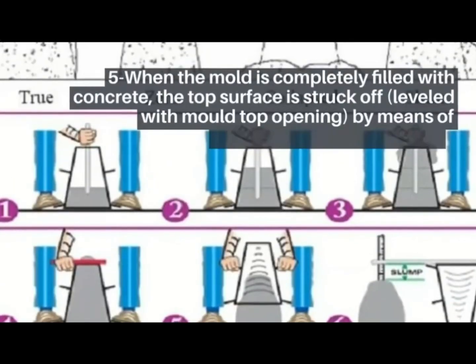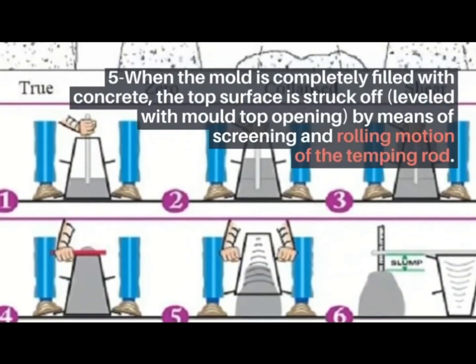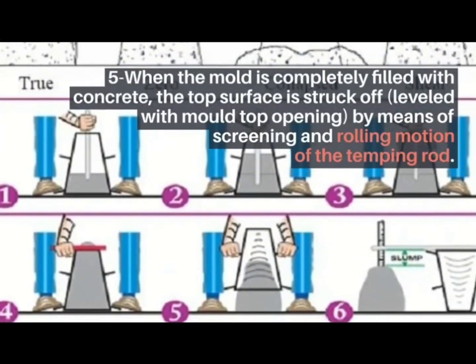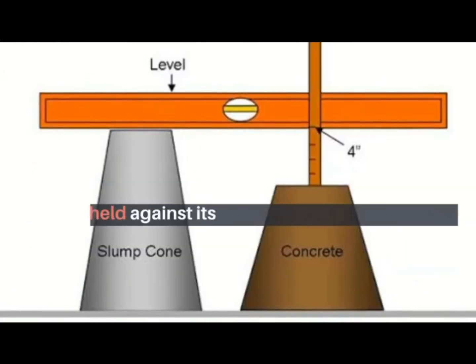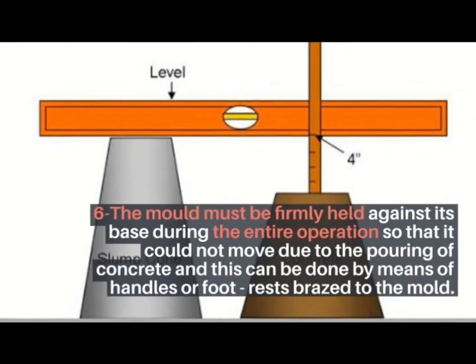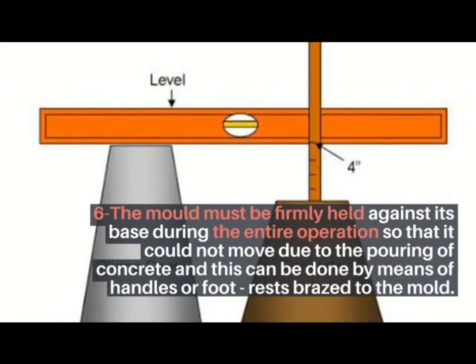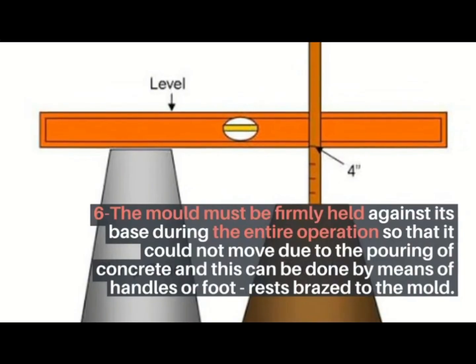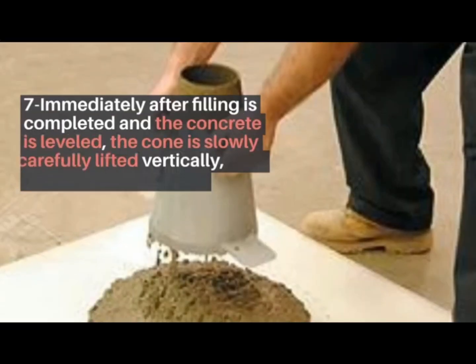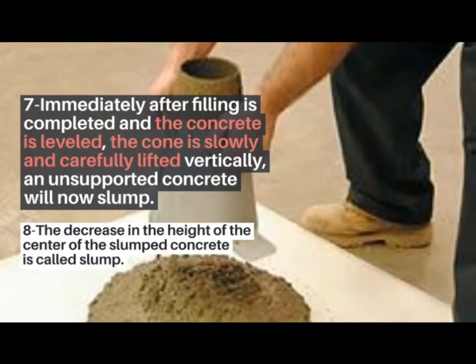5. When the mold is completely filled with concrete, the top surface is struck off, leveled with the mold top opening by means of screeding and rolling motion of the tamping rod. 6. The mold must be firmly held against its base during the entire operation so that it cannot move due to the pouring of concrete, and this can be done by means of handles or foot rests attached to the mold.